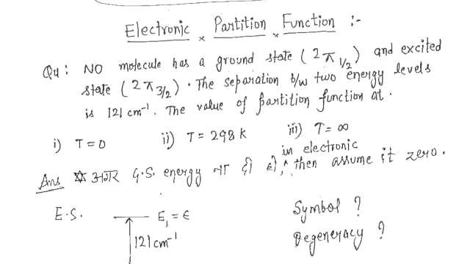Alright, so the question is saying the NO molecule has a ground state. What is given to us? The term symbol of the ground state and the term symbol of the excited state are given to us. We know how to calculate degeneracy from the term symbol. So writing down the energy states, along with that we will write the degeneracy there only, so that we will not make mistakes further. Now the energy difference between the two energy levels is 121.